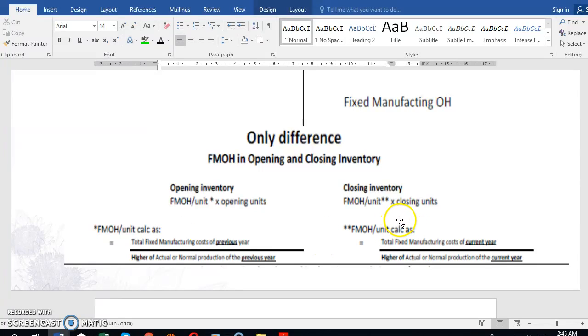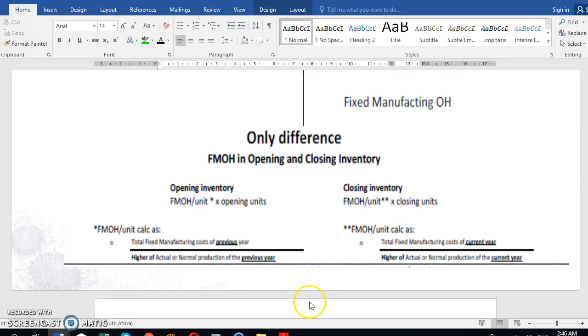When you do the closing inventory, because closing refers to the end of the current year, you use the total fixed manufacturing cost of the current year, and you divide it by the higher of actual or normal production of the current year. Those effectively give you a cost per unit. That cost per unit is going to differ between opening and closing stock, because we're using the previous year for opening stock and the current year for closing stock. You then have a cost per unit that gets multiplied with opening units if you're dealing with opening stock, and a cost per unit that gets multiplied with closing units if you're dealing with closing stock.